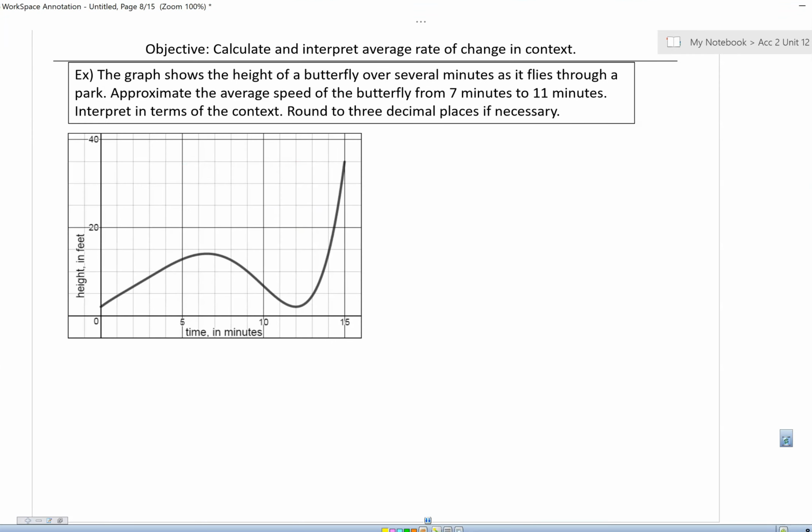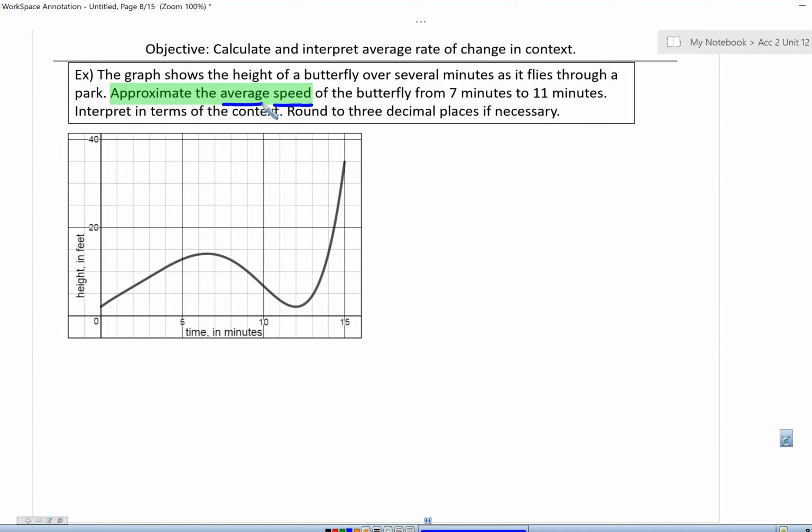All right, let's take a look at this particular problem. So here, you also have to, of course, recognize that you're doing an average rate of change problem. A big key, of course, is the use of the word average in some way and the description of two values that would represent your x values. So here it says that the graph shows the height of a butterfly over several minutes as it flies through a park. We are to approximate the average speed. So here, speed is a type of rate. An average speed then makes this an average rate problem. So we've got an average rate of change problem.